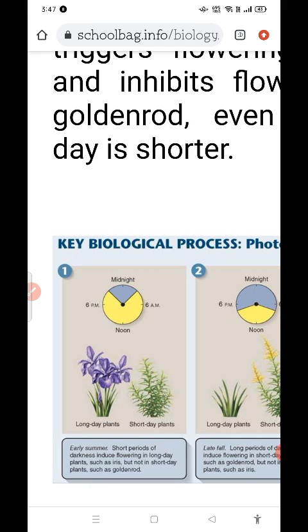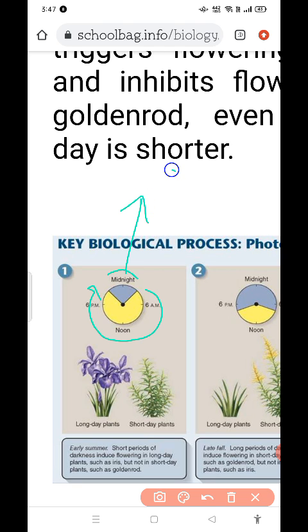In this picture you can see out of 24 hours there is a longer duration of light period as compared to the dark period. So on such days, these days are called the long days. Okay, long days because the duration of daylight is very long as compared to the night period.